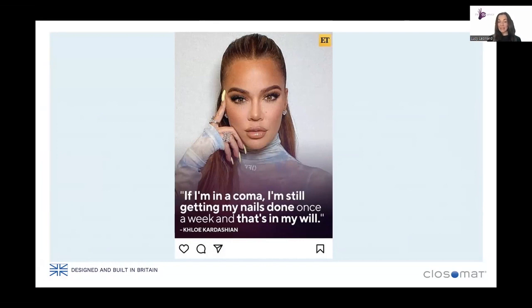And clearly, in this one little quote, what she's trying to say is what's really, really valuable to her. If her choices are taken away from her and she's not able to choose the occupations or the activities that are important to her, then personal care is something that is hugely important to her. And how she looks and how she feels about herself is massively important to her. So just that one small quote from Khloe Kardashian is telling us something about her and her values.